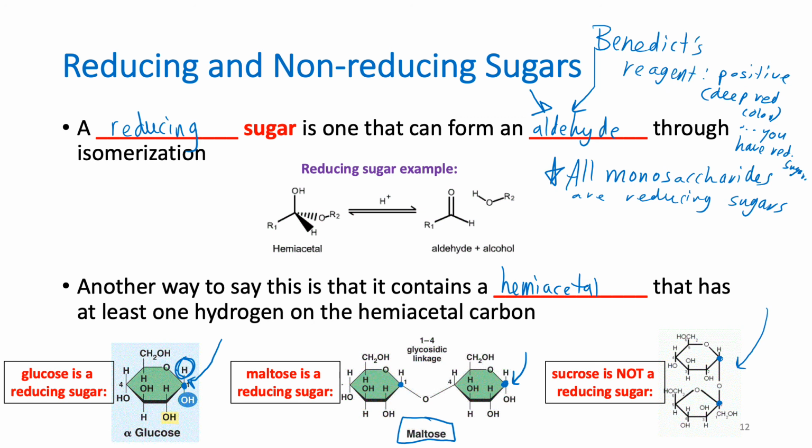Okay, and so what you're doing with reducing sugars is you're examining your molecule and seeing if you find any hemiacetal. If you find a hemiacetal, it is a reducing sugar. If all you find is acetals, like in the case of sucrose, it's not a reducing sugar.